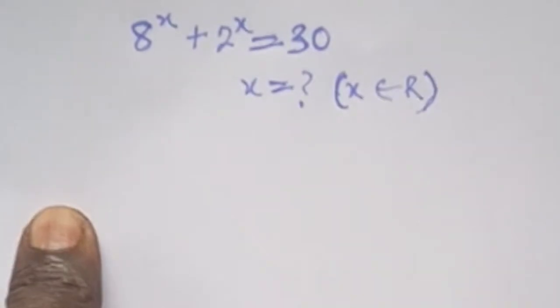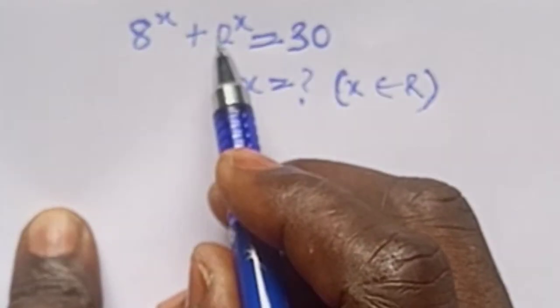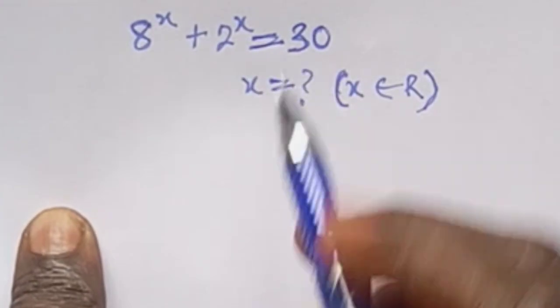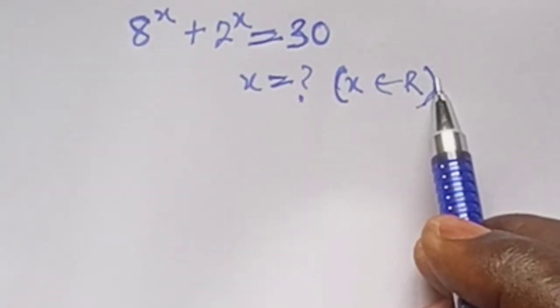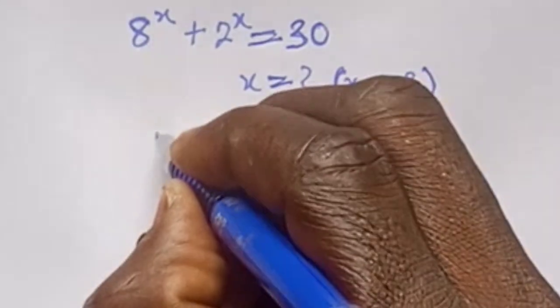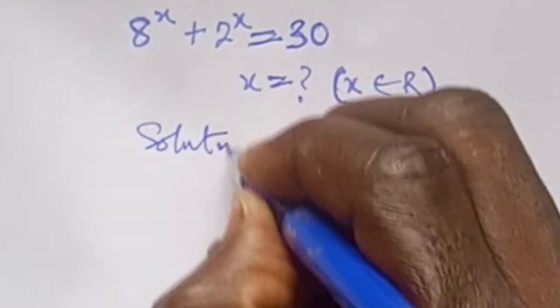Hello everyone, so we have 8 to the power of x plus 2 to the power of x equals 30. x is our unknown and x must be an element of the real numbers. So if we solve together, let's say solution.